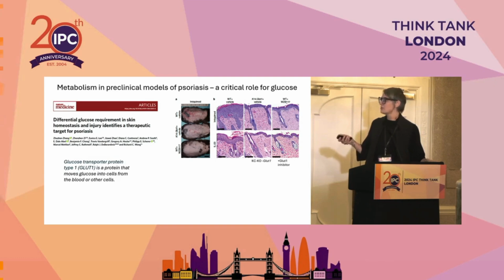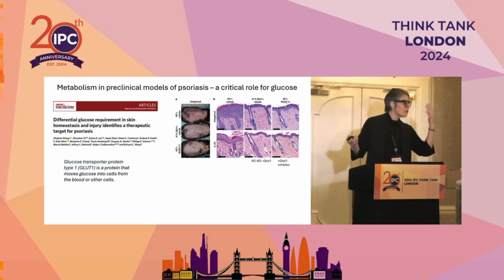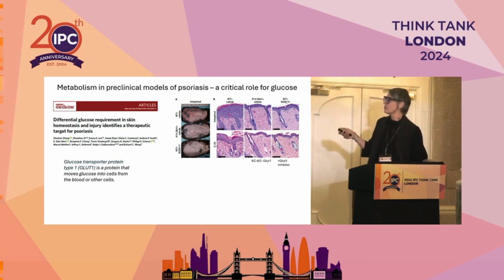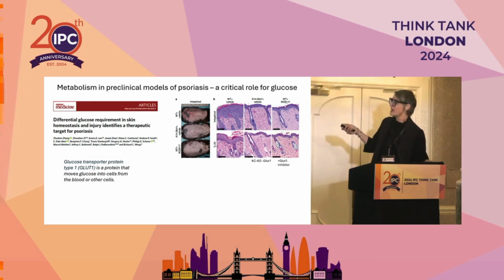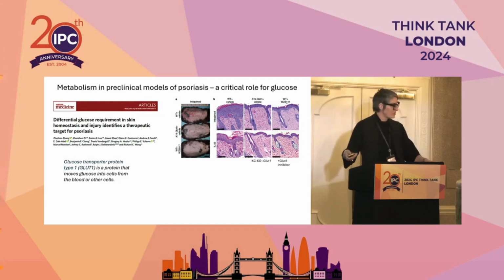This group, in part by one of my colleagues, Jeff Rathmell, who is an amazing metabolism guy at Vanderbilt, took imiquimod, the Aldara model, an acute model of psoriasiform-like inflammation, and they treated mice that had either a keratinocyte-specific knockout of the GLUT1 gene, or they treated mice with a GLUT1 inhibitor. I think you can appreciate just looking at the epidermal thickness, the acanthosis, that if you knock out GLUT1 from keratinocytes, you get an improvement in disease.